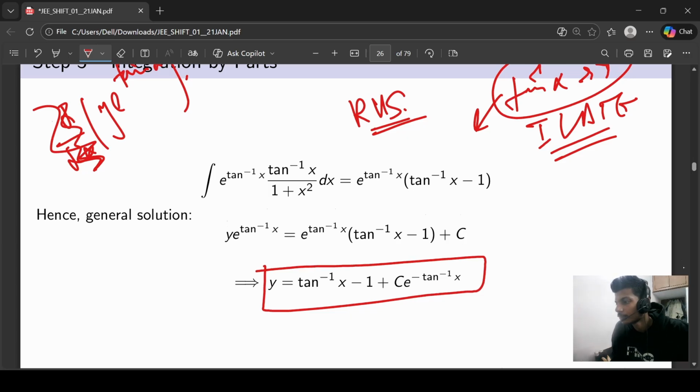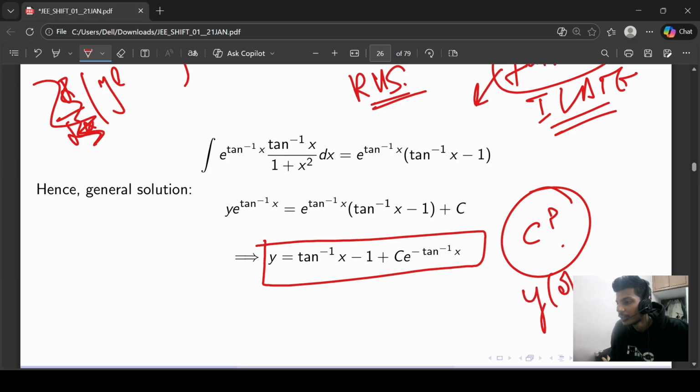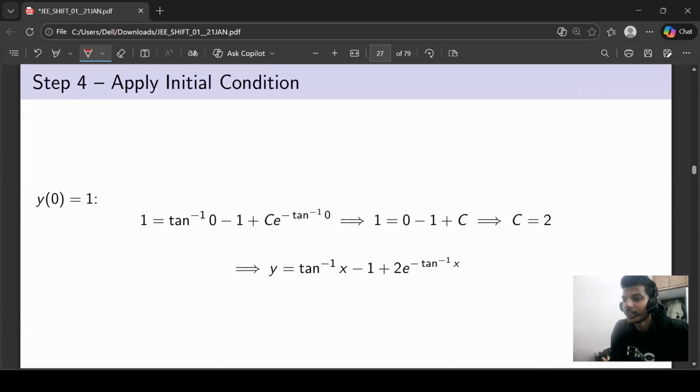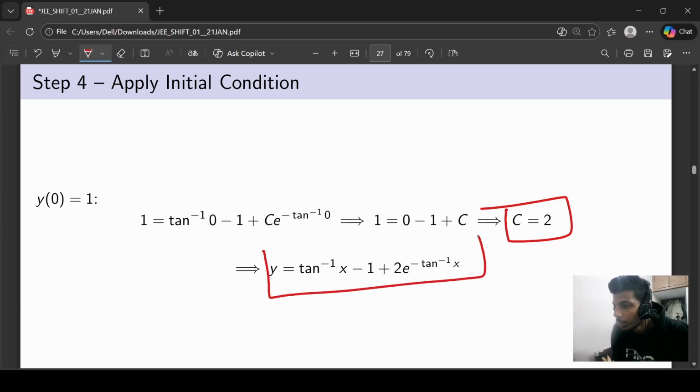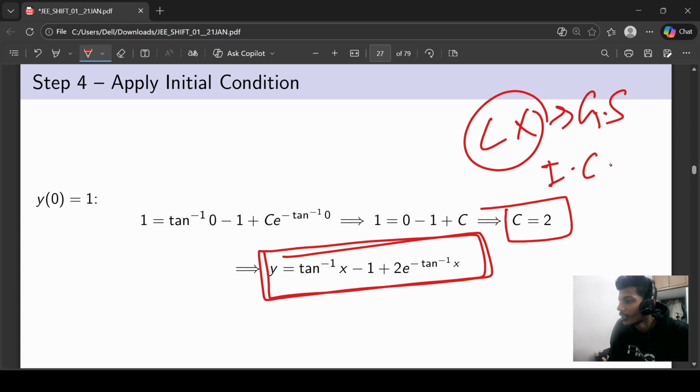Got it? Now we have to find the value of c, and I am going to find it with the help of this condition, that when x is 0, y is 1. Using this, we apply the initial condition and find that the value of c is 2. So this is the particular solution we have got. When we don't know the value of c, we have the general solution, but since we have an initial condition, with its help I came to know the particular solution.